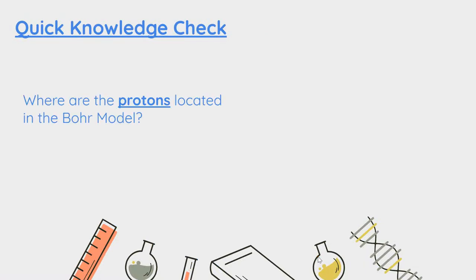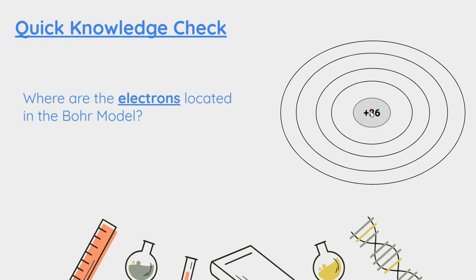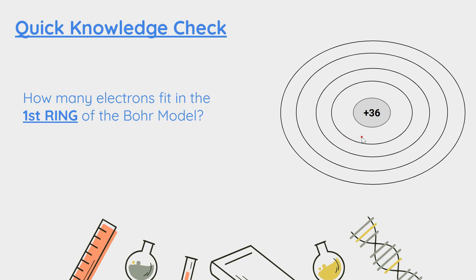Quick knowledge check. First, where are the protons located in the Bohr model? Those protons are going to be right in the center, in that nucleus. Where are the electrons located in the Bohr model? Electrons are going to be in these rings around the nucleus. I'm not going to place any just yet because I want to see our next question. Our next question asks, how many electrons fit in this first ring? In that first ring, we can hold a maximum of 2 electrons.